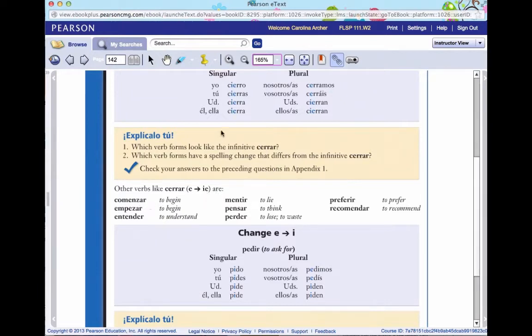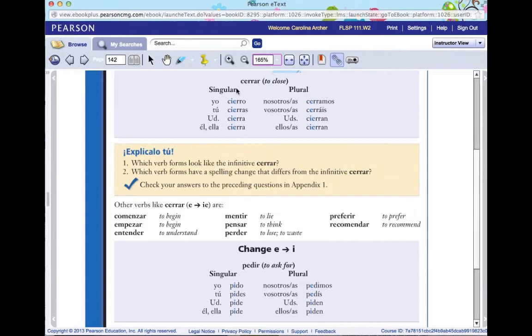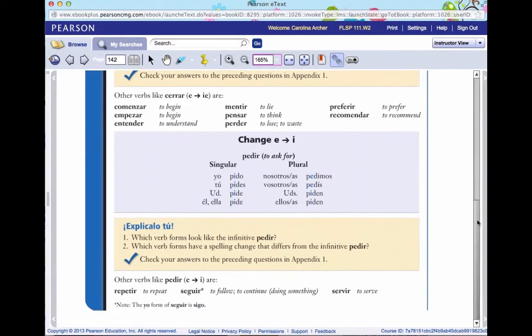Comenzar, so yo comienzo, tú comienzas, él comienza. Empezar, they both mean to begin. Entender, yo entiendo, tú entiendes, él entiende, nosotros entendemos. So all these verbs are conjugated exactly the same way as cerrar. Muy bien.